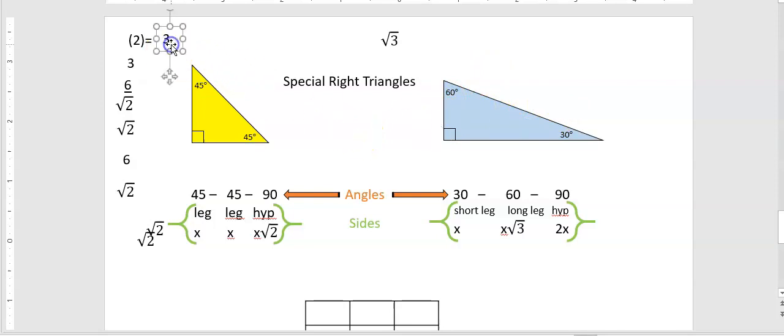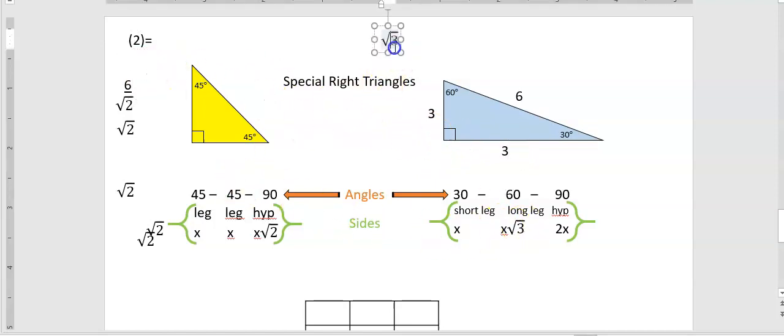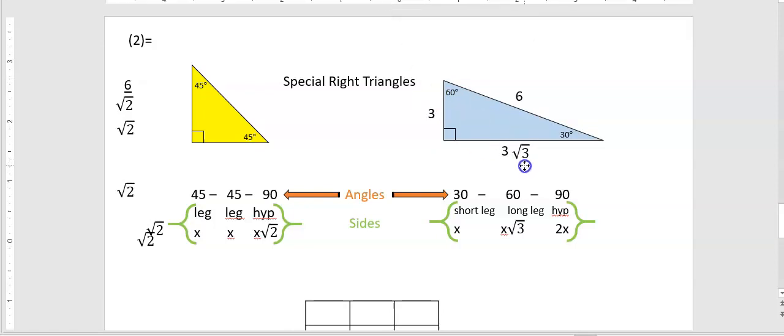So if they tell you this is 3, that means this has to be 6. And look here, whatever the short leg is times square root of 3 is what the long leg is. So that doesn't look so bad. These two, this is always twice as big as this one. If you know your short leg, the long leg is whatever the short leg is times square root of 3. So if you can get these two, then you can get this one.